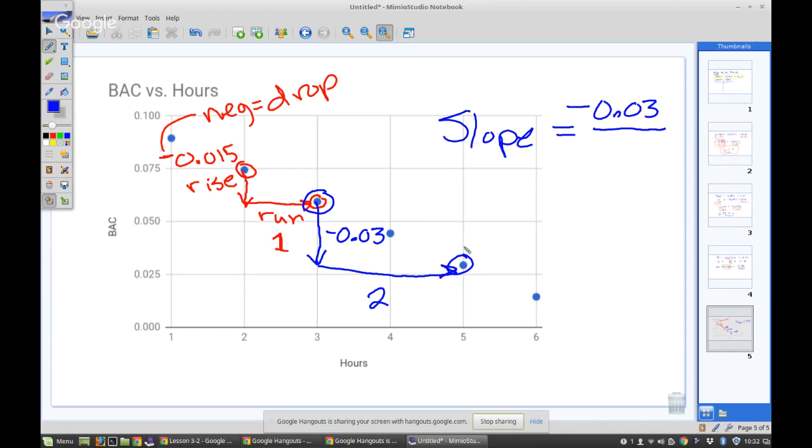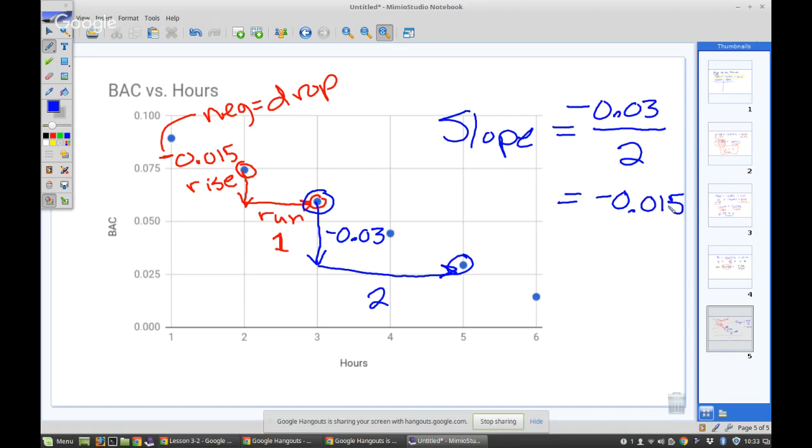On number 6, if you don't have it drawn in here, that was for 1 hour. Now I'm going from 3 to 5. What's my drop? What's my run here? 2. Okay, whip out your calculator. What's negative 0.03 divided by 2? Negative 0.015, yeah.